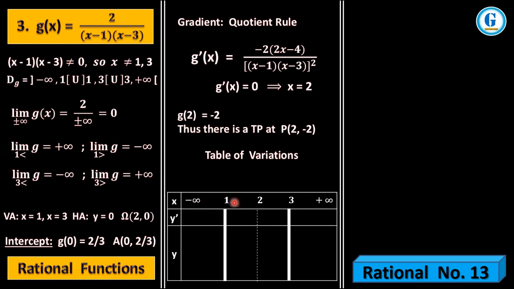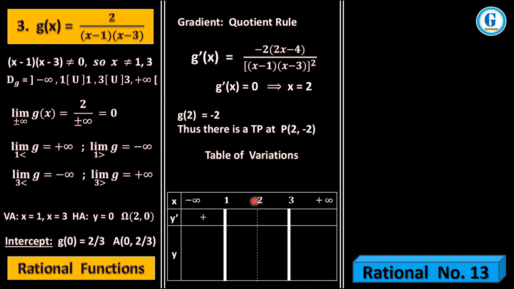Between negative infinity and 1, is the curve increasing or decreasing? Let's take a number between negative infinity and 1. You can take 0, for example. We will not bother with the denominator because it's always positive. So let's just work the numerator. For 0, if you substitute 0 here, we are going to have minus 2 times minus 4, which is positive. The denominator is always positive. So positive divided by positive is positive. So in this interval, the curve is increasing.